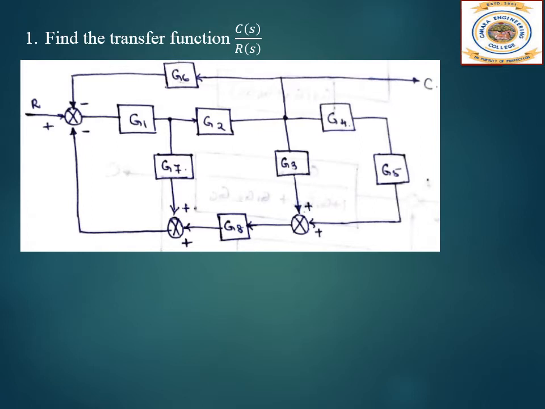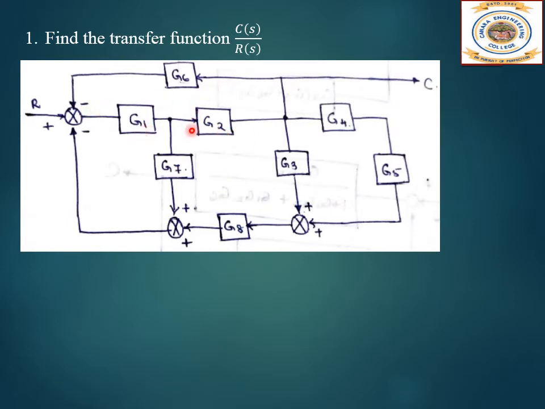So the first question is, you have to find the transfer function C(s) by R(s) for the given block diagram. So this is the given block diagram. First let us analyze this circuit, how the connections are. As I told, we first have to find whether we have any series connection or parallel connection.